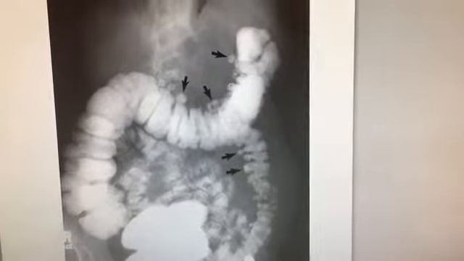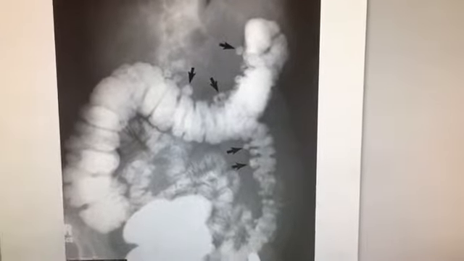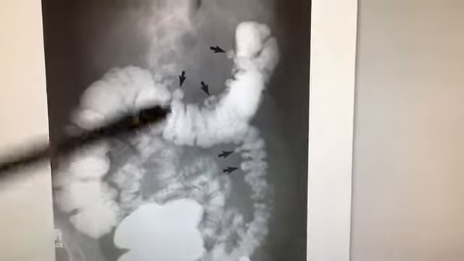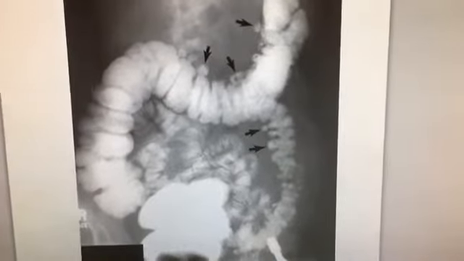The structures that we'll be viewing are the ascending and the descending colon, because those are posterior structures, so those will be filled with air, whereas the transverse and the sigmoid colon will be filled with barium, since those are more anterior structures.